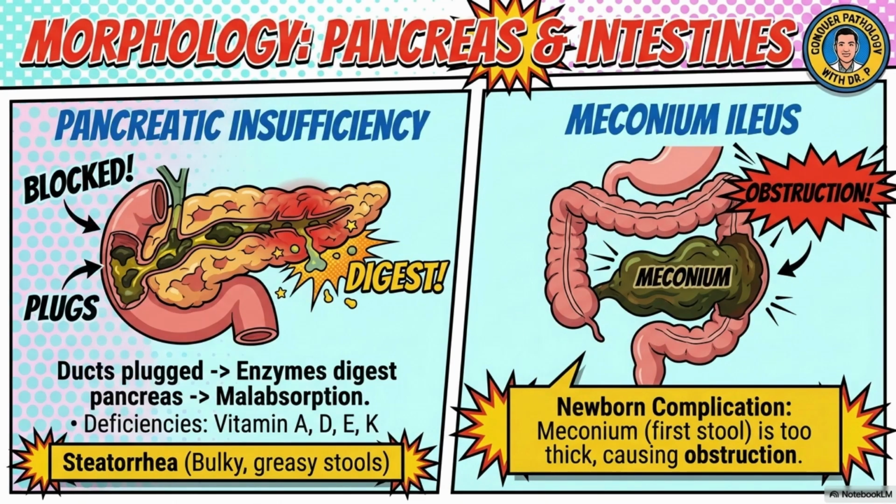Next are the pancreas and intestines. In pancreas, the ducts get plugged. The enzymes can't get out, so they start to digest the pancreas itself. Consequence is malabsorption, specifically deficiencies in vitamins A, D, E, and K, and steatorrhea, which is bulky, greasy stools. Intestine. In newborns, the first stool or meconium is too thick. This causes an obstruction known as meconium ileus.